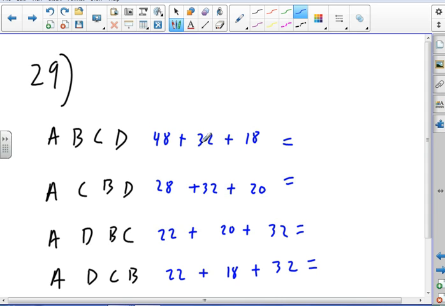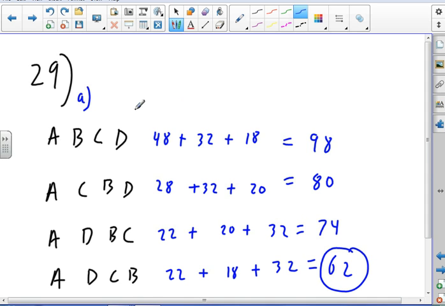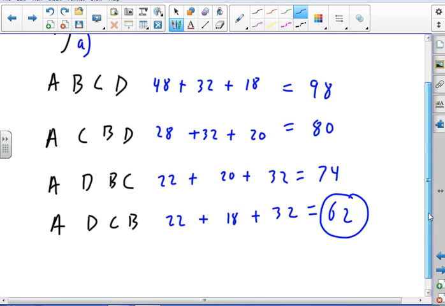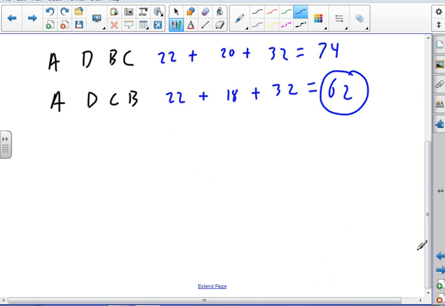10, 30, 40, 50, 98. 20, 40, 50, 80. This guy's 80. 30, 20, 40, 74. 30, 30, 62. That guy wins. And you already told me that guy won. So Scott told me that guy won already. If I would have paid attention, we would have been done with the problem already.